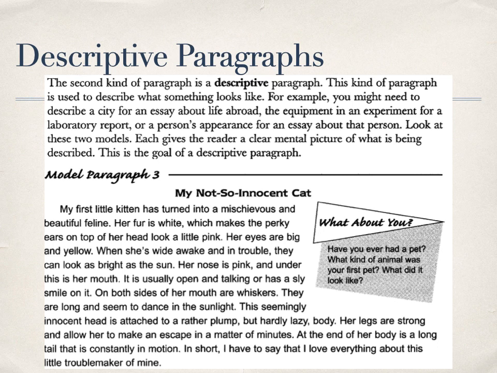You want to provide a vivid picture for your reader to understand something. So as you can see here, the writer is talking about his or her cat, and notice the word choices that the writer uses. There's a lot of adjectives and descriptions of the cat's actions. For instance, the writer describes the cat's eyes as big and yellow, nose as pink, and the manner in which the cat speaks. For instance, the mouth is usually open and talking or has a sly smile on it. So this is where you can use some really descriptive style phrases to paint a very vivid picture, as I said.